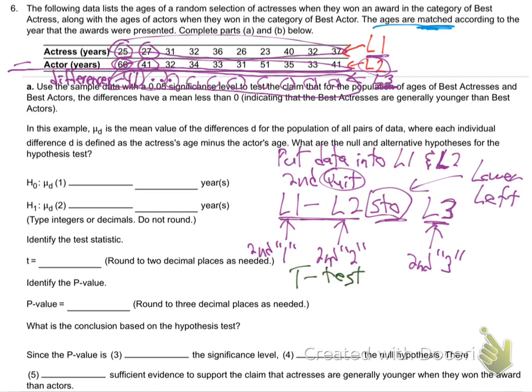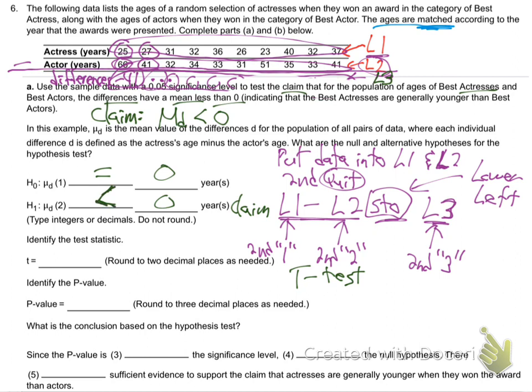Okay, so we're doing a t-test. Oh, I forgot to write out the claim. So what was the claim here? Somewhere there's a claim. Test the claim. So this is L3 right here. The claim: actresses, the differences have a mean less than 0. So the mean difference is less than 0. That's the claim. The null is always equal. So this must be less than 0, that's the claim. This must be equal to 0 because the null is always equal. Right? We good there? The claim is that the difference is less than 0.